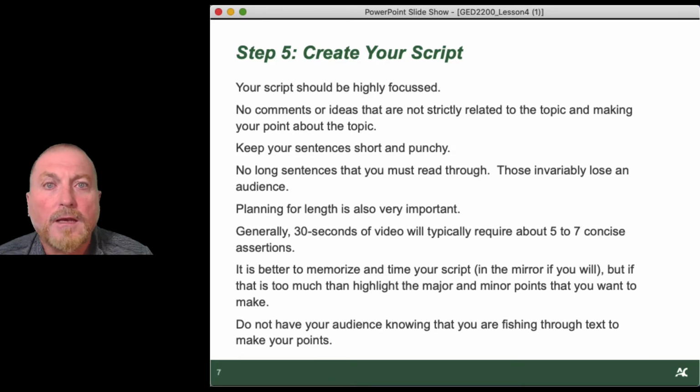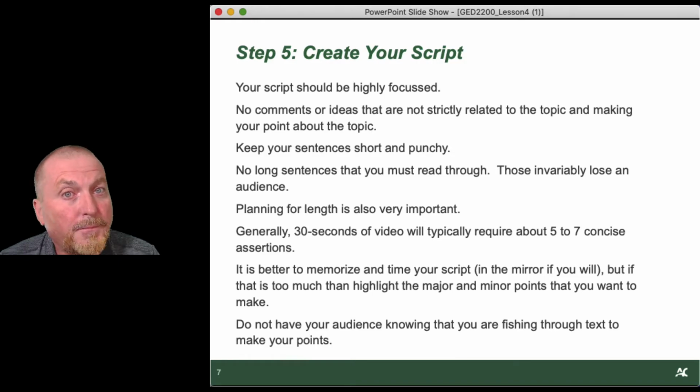All right. Now, step 5, you have to create your script, right? And, keeping the other points I just made in mind, you have to create your script. Your script should be highly focused, right? No comments or ideas that are not strictly related to the topic and making your point about the topic, all right? Keep your sentences short and punchy. No long sentences that you must read through. Those invariably lose an audience, all right? If you're sitting there and they can tell you're reading through a long sentence, it's going to look contrived or unfocused, or you're going to appear to lack confidence in your message. These kinds of things are bad things, right?